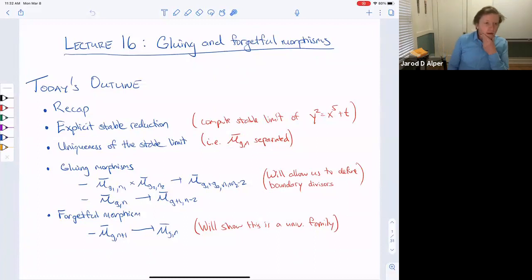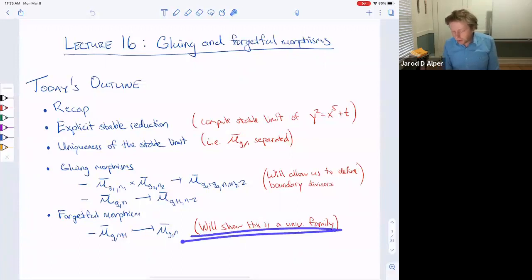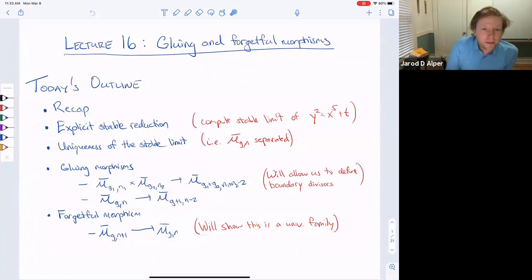And then the last thing we'll do today is discuss some canonical maps between these moduli spaces of pointed curves, of how you can glue marked points together. This will allow us to define boundary divisors on the moduli space, and then also the forgetful morphism. And we'll show that if you forget a marked point and then stabilize, that is, contract the rational bridges, we'll show that this is a universal family. So that's the plan for today. So let's get started.